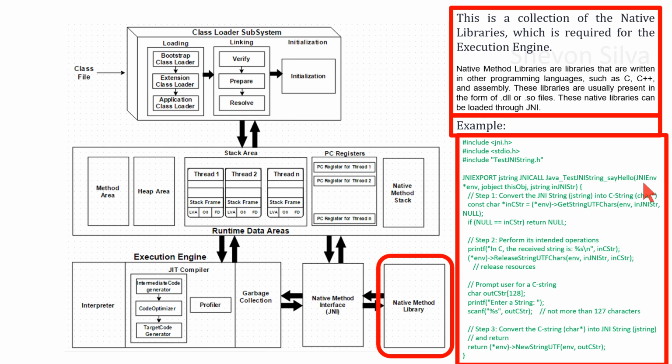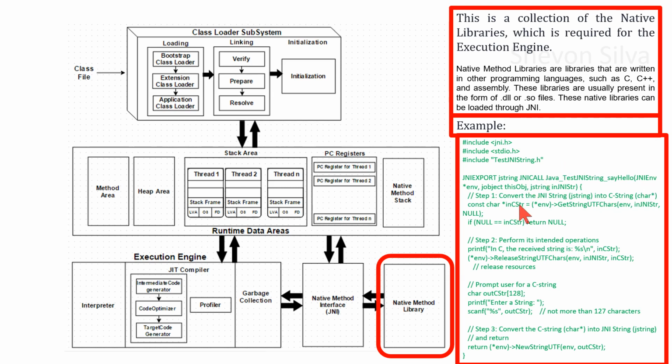In the JNI environment, accessed via the argument, the JNI environment provides functions for conversion. To get a C string from a JNI string jstring, invoke the method const char star, get string UTF chars. And to get a JNI string jstring from a C string char star, invoke the method jstring, new string UTF.